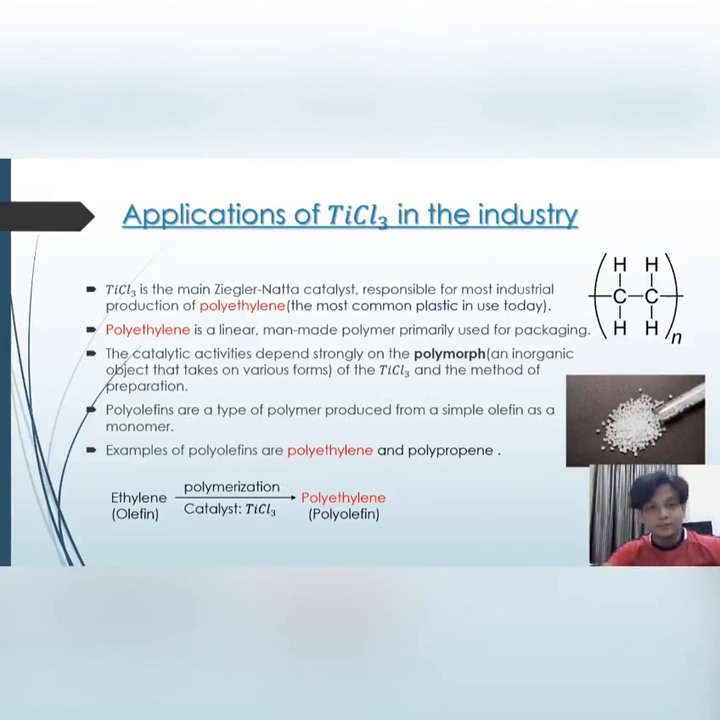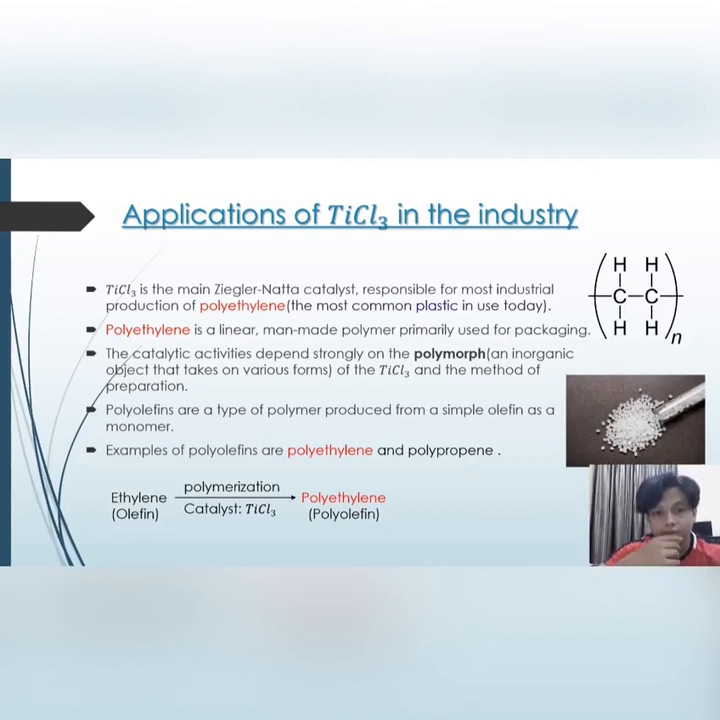Next, the applications of titanium trichloride in the industry. Titanium trichloride is the main Ziegler-Natta catalyst, which relates to our topic, titanium trichloride as a catalyst. It is responsible for most industrial production of polyethylene, for example plastic. Polyethylene is a linear man-made polymer primarily used for packaging. The catalytic activities depend strongly on the polymorph, an inorganic object that takes on various forms, of the titanium trichloride and the method of preparation.